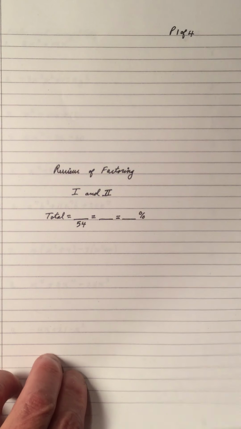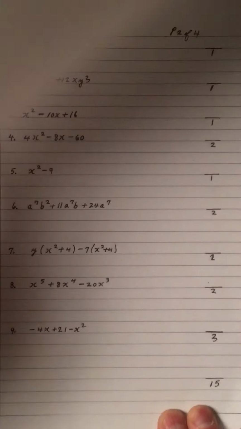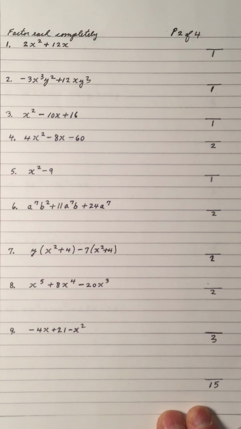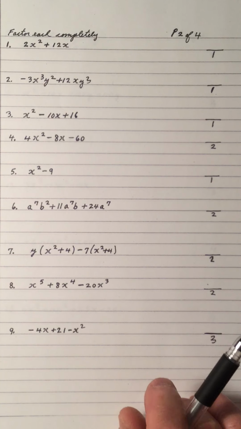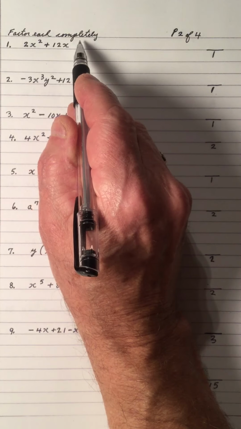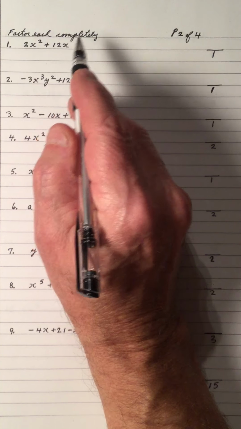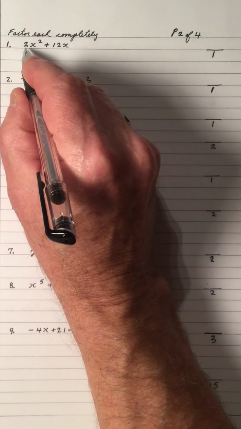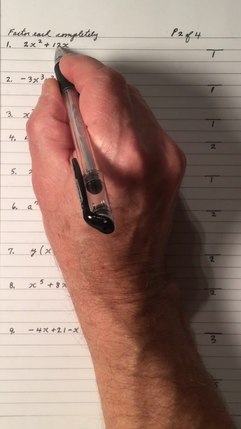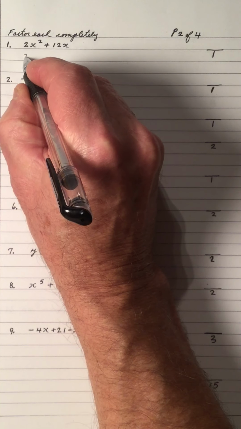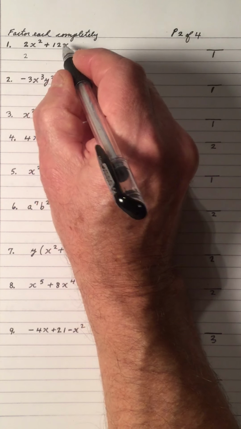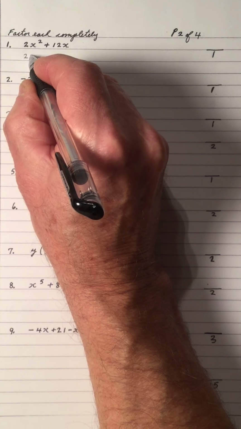And here we go, a review of all the factoring in factoring 1 and 2. Factor each completely. Number 1, 2x squared plus 12x. The first rule in factoring is the GCF. The smallest number is 2, so 2 is common, a factor of 12, so I take a 2 out. I got an x squared and an x, so therefore I take an x out.